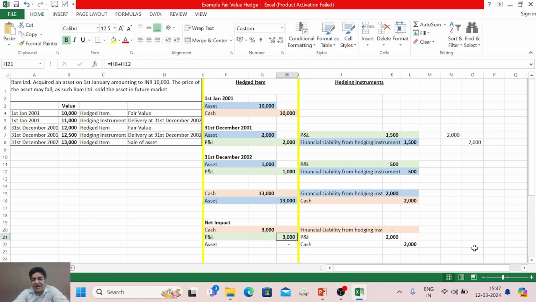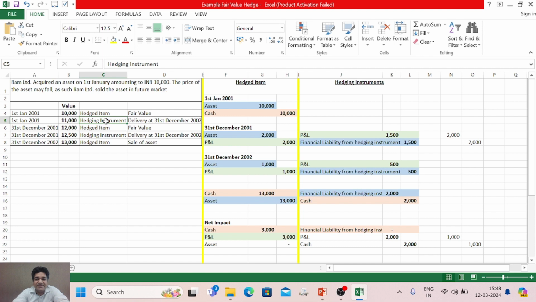3,000 gain on hedged item, 2,000 loss on hedging instrument. So my overall impact was 3,000 gain minus 2,000 loss, 1,000 rupees, and my overall cash settlement will also be 3,000 gain minus 2,000 loss, 1,000 rupees. So guys, this is how my accounting entries will look like both in case of a hedged item and in case of a hedging instrument. With the help of this example, you have understood the accounting entries and where my profit and loss account will go.